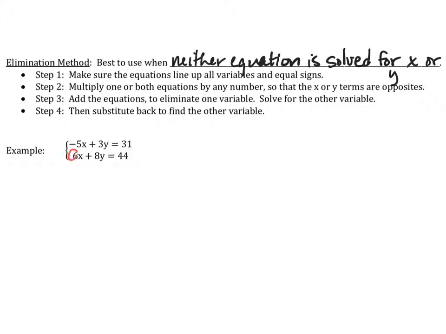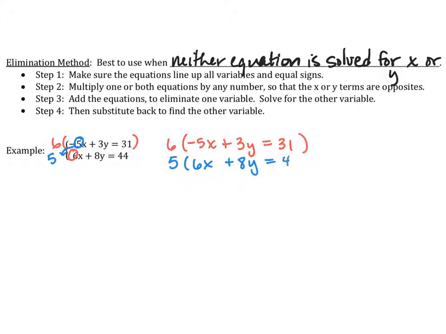So what I'm going to do, I'm going to take the coefficient 6, and I'm going to multiply the entire first equation by 6. So I'm going to write that over here. So 6 times -5x plus 3y equals 31. And then I'm going to take 5, and I'm going to multiply it by the other equation. So 5 times 6x plus 8y equals 44.